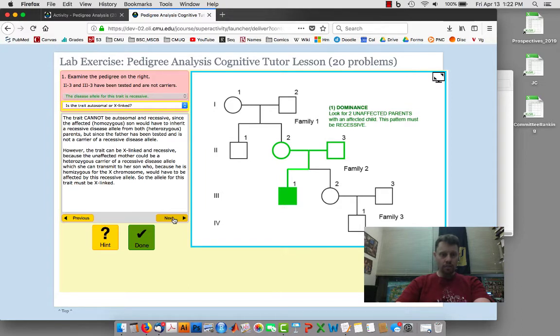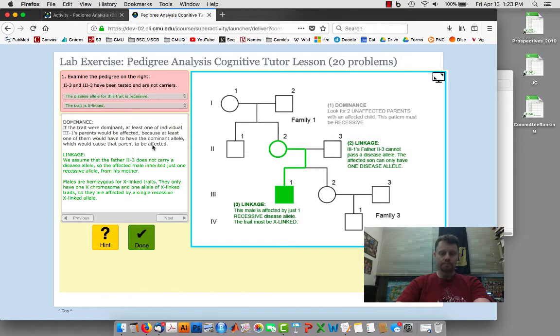So, I look at the next hint and it says the trait cannot be autosomal since the affected son would have to have inherited it from, so this is where this assumption comes in. This man here, we're assuming, is not a carrier. This is a sort of unique assumption for this particular tutor. If we assume that this man's not a carrier, then the only way that this son could have gotten it is through his mom, and then in that case, now I know that the trait is X-linked.